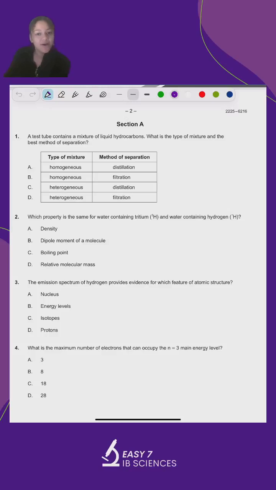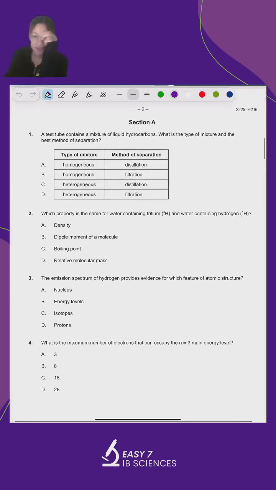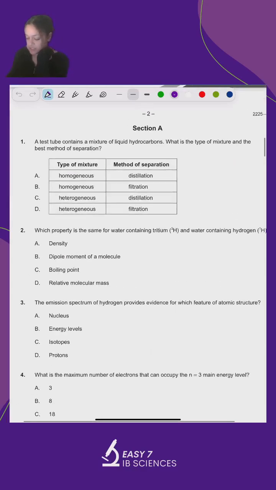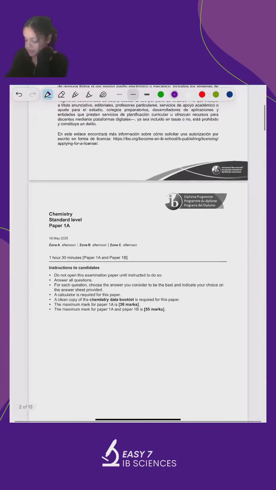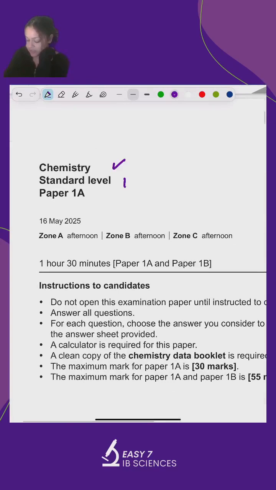Hi everyone, so I'm solving the M25 past paper today, and this is the IB Chemistry M25 SL paper. So we are going to start off with the first question. The first question in section A, because this is the Chemistry SL Paper 1A from May 2025 exams.